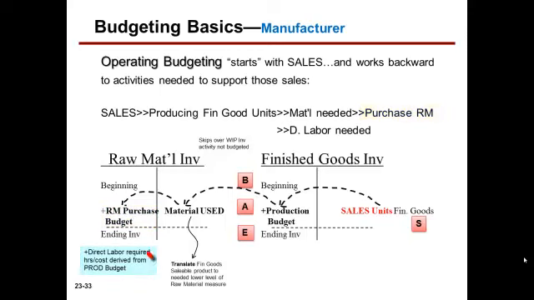Plus we have direct labor requirements, which are derived directly from the production budget, given a content factor of number of hours required per finished unit. Again, we skip over the work in process inventory that's not budgeted by planners.